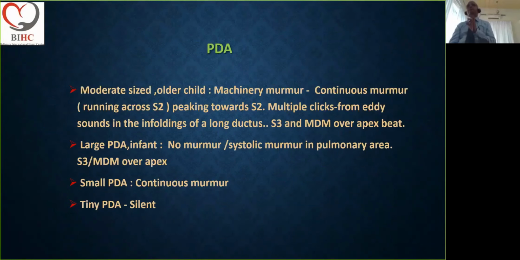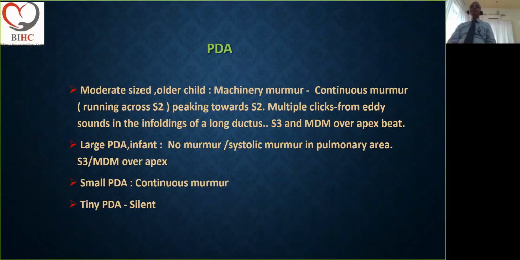In a PDA, the typical train tunnel or the machinery murmur is heard with a moderate size PDA in a slightly older child. It peaks towards the second sound, with multiple clicks from the infoldings of a long ductus. You can hear an S3 and an MDM over the apex beat.